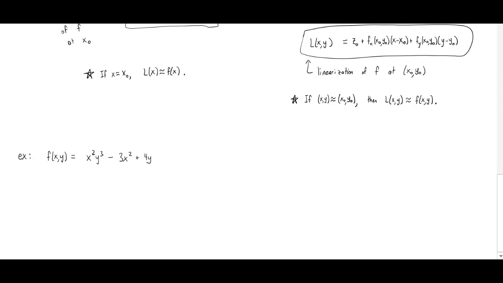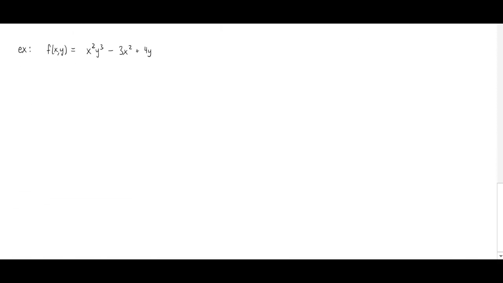Okay. And let's say for this function, we want to find the tangent plane at the point 1, -1. Okay. Then let's say if we want to also get the linearization, okay, at this same point.